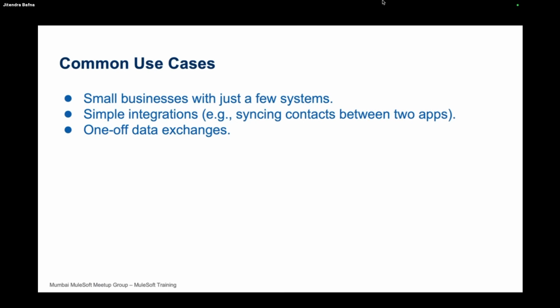Whenever there's a simple integration, where your organization doesn't have a lot of systems, just two or three systems, or two systems where they want one or two integrations, in those cases you can go with this kind of integration, point-to-point integration.